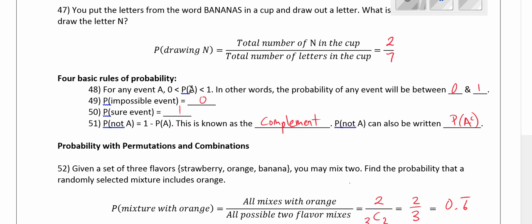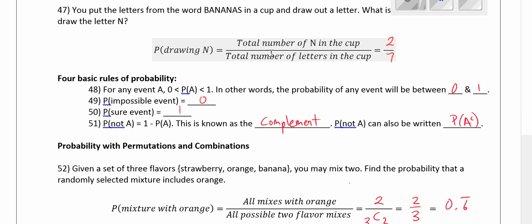The probability of anything is going to fall somewhere between 0 and 1. You'll never get a negative probability. You'll never get a probability that exceeds 1. You can't get more than 100% chance that something will happen. So an impossible event would have a 0% probability, or 0, and a sure event would have a probability of 1, or 100%.